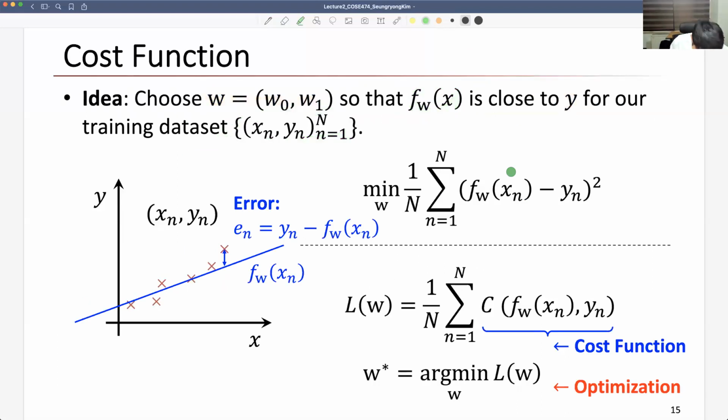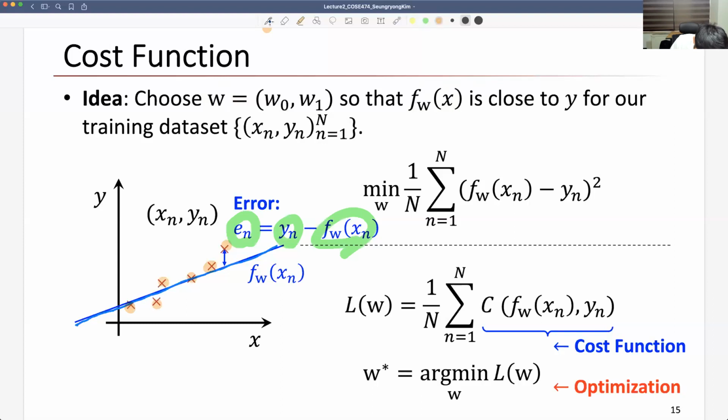Let's see this page. If we define the mapping function, something like this, we can measure the error between the ground truth one and the estimated one. We can define this difference as E_n, which is the error of the n-th sample, right? Then we can aggregate this error for each sample.